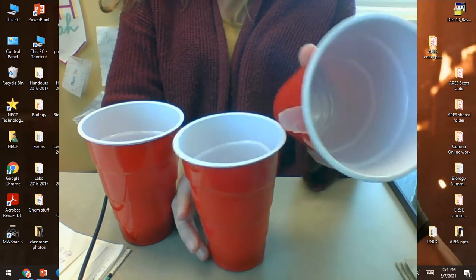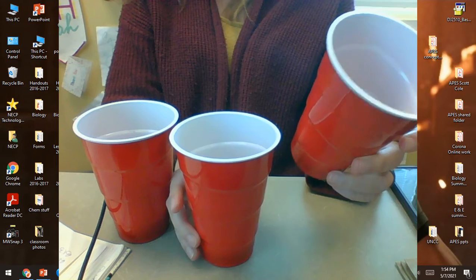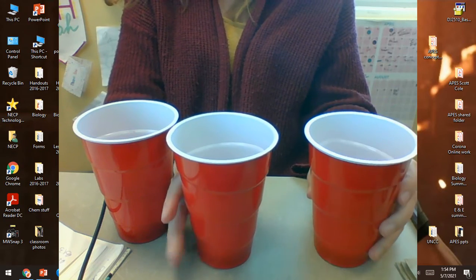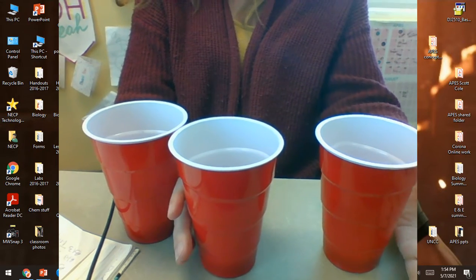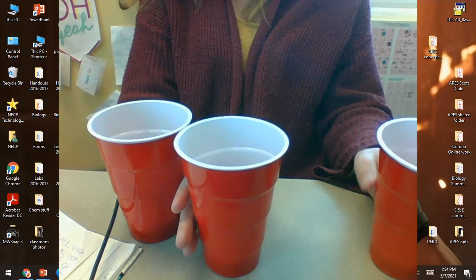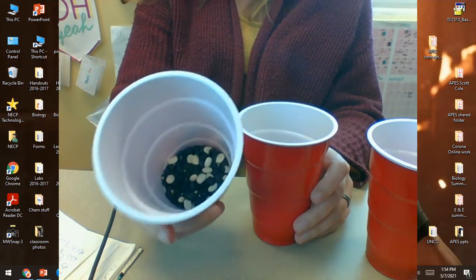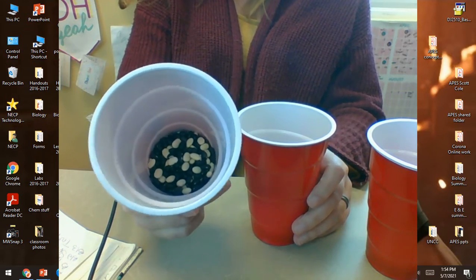I have an empty cup. You can think of this as the poop cup. So anytime the organism has to expel waste, I'm just going to keep it in here for reference. And this cup that's got a mix of black and white beans is the ocean.